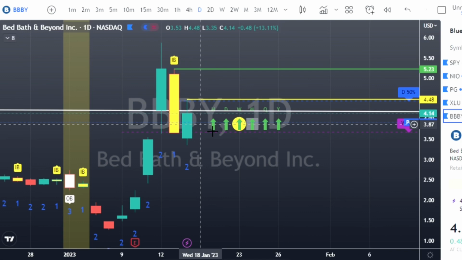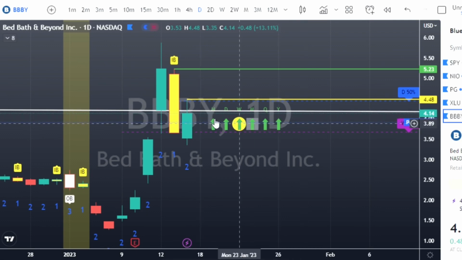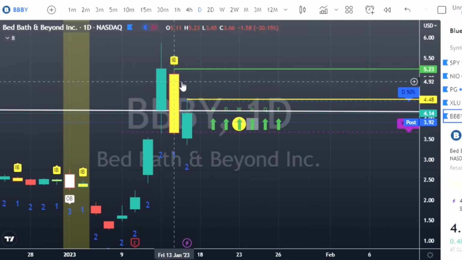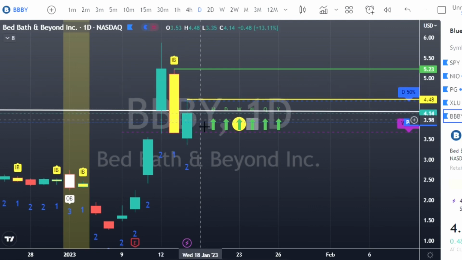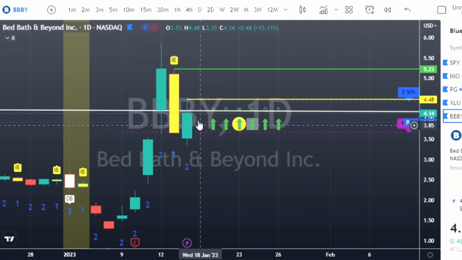So BBBY has a 2 down that finished green. So there's our 2-2 reversal. We have time frame continuity on our side, and this is actually a 1-2-2 reversal. It's called a 1-2-2 Rev Strat. Realistically, it's just a 2-2 reversal, but there is this 1 bar preceding it. So a 1-2-2 reversal back to the upside.